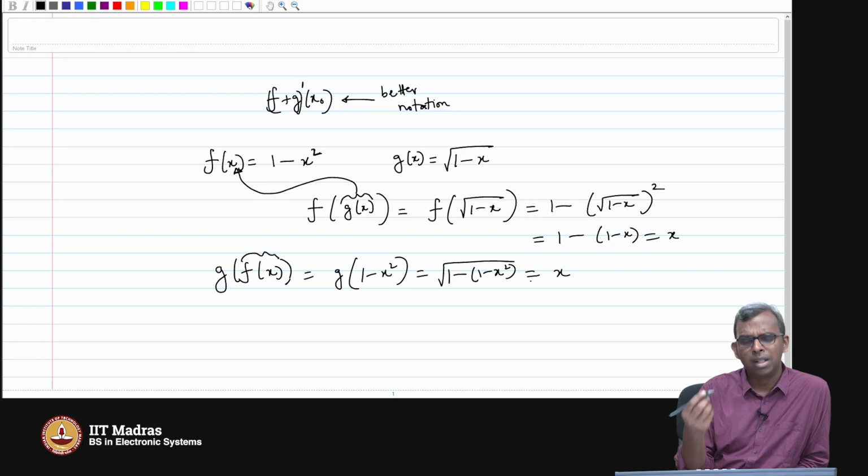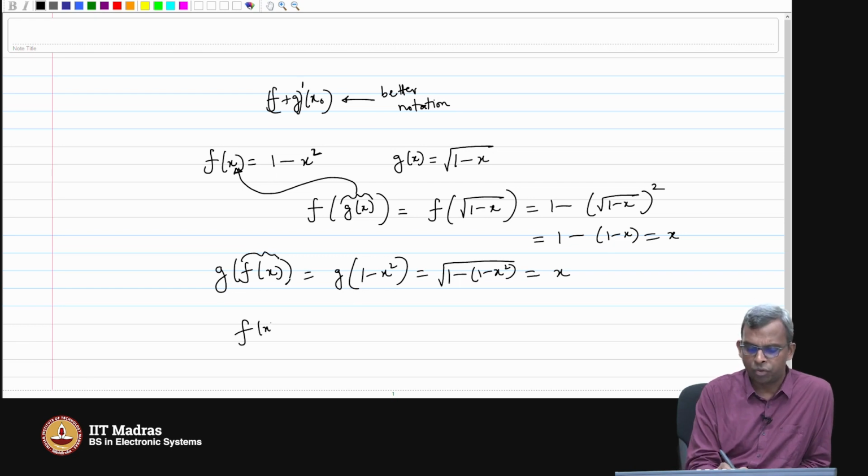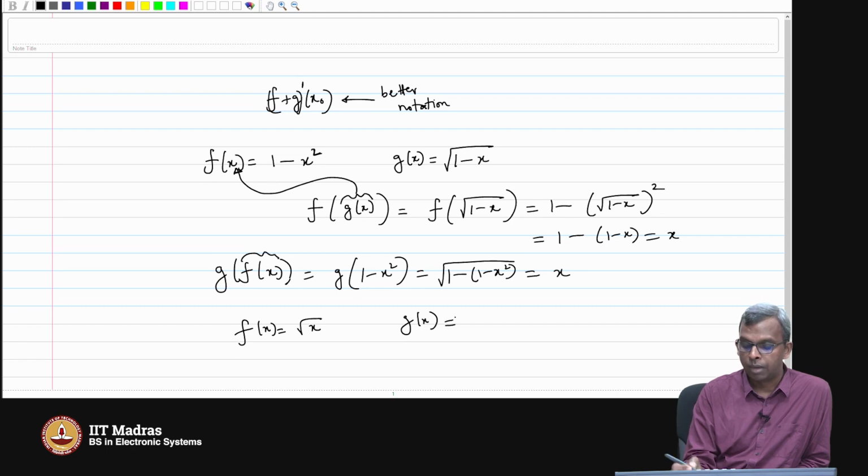So you can also do various types of compositions. You can take f of x to be square root of x, and then g of x to be, I don't know, I'm doing this 1 plus x. Okay, so if I do this, what will be f of g of x?